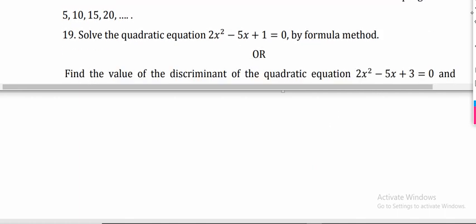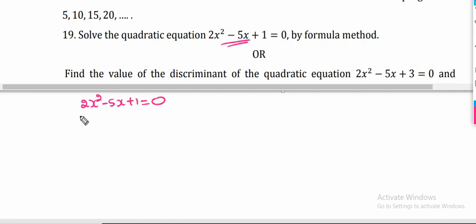So I take the 19th one. Solve the quadratic equation 2x square minus 5x plus 1 is equal to 0. So this is the important question they given. Don't miss this one. This question will definitely come for you. So therefore here you have 2x square minus 5x plus 1 is equal to 0.